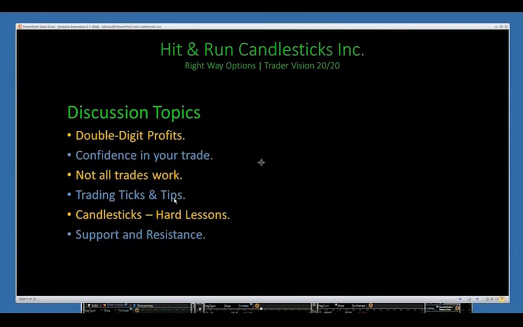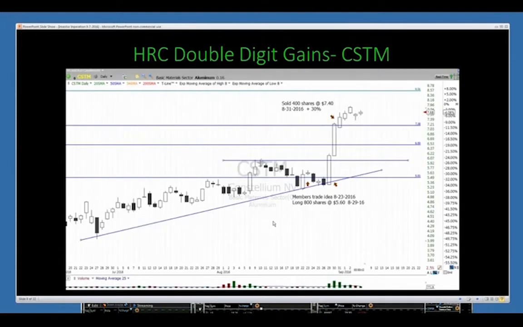We'll talk about a couple of trading tricks and tips. I just found an error here. Should be tricks and tips. A couple of candlestick hard lessons. I do follow candlesticks very closely. And the reason I do is they tell you exactly what price action is doing, and they also tell us what the attitude of the other traders or investors out there is. And then we're going to touch a little bit on support and resistance.